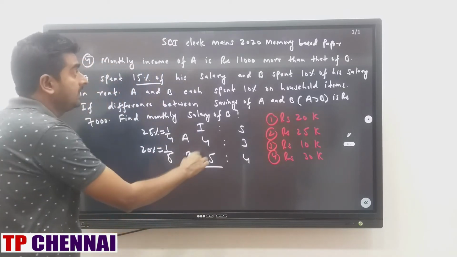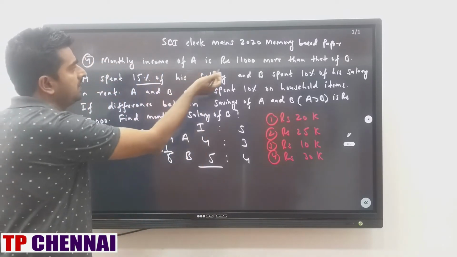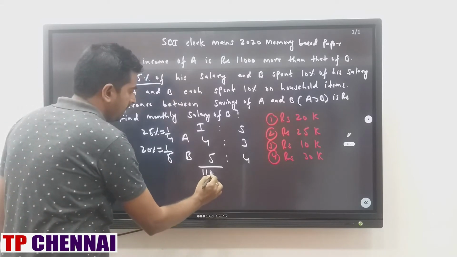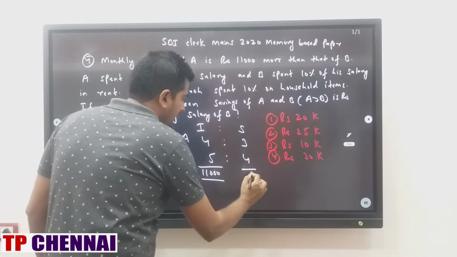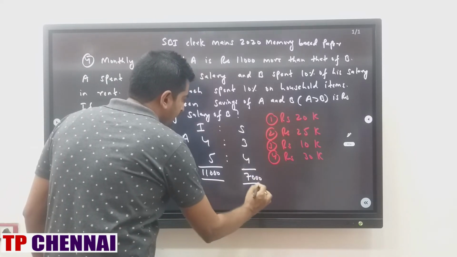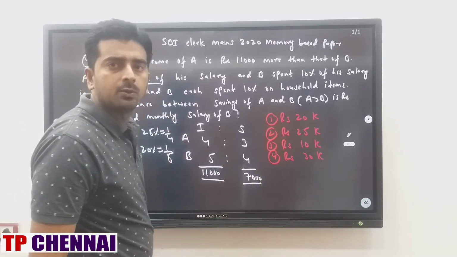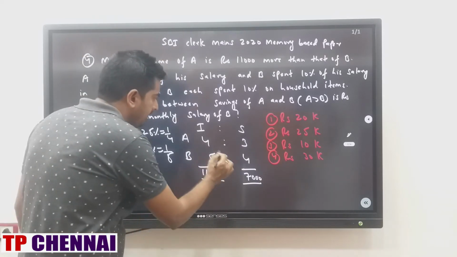Difference of income of A and B, how much have they given you? 11,000. Saving difference, how much have they given you? 7,000. Now we can solve this question by the cross multiplication method.